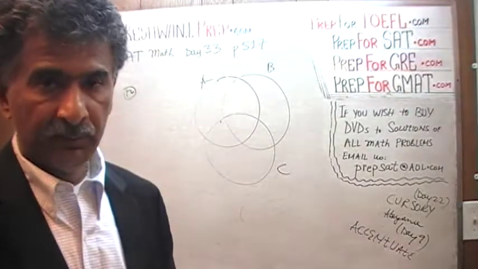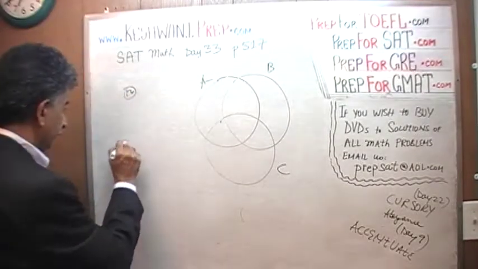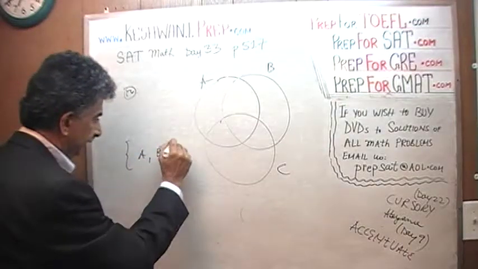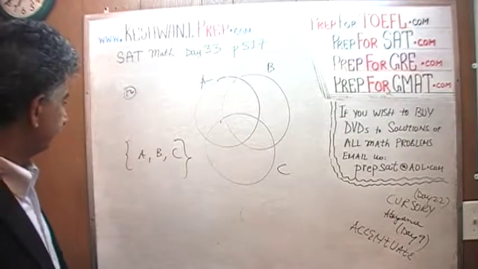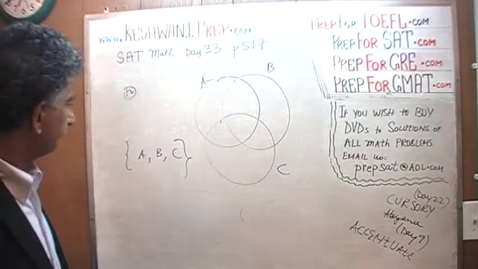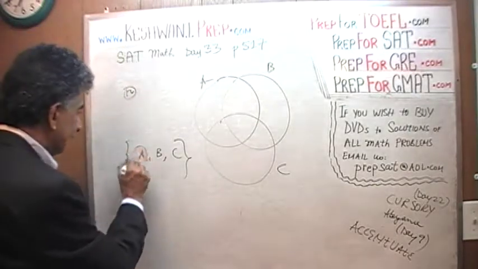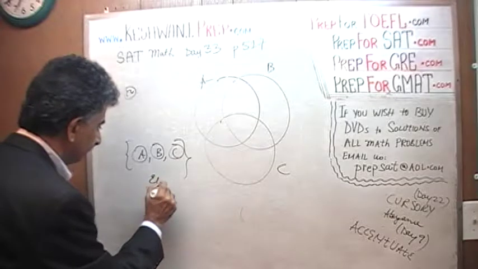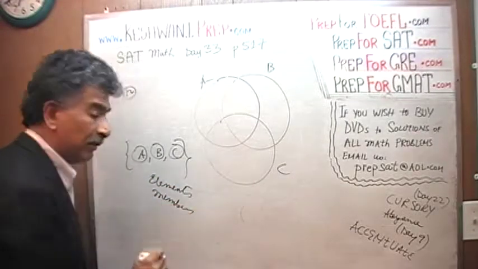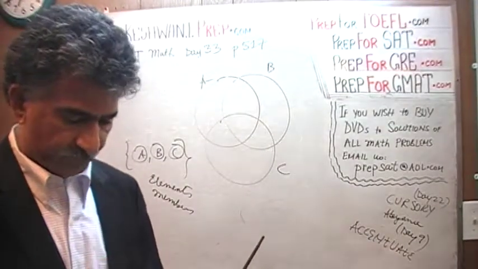For example, if I make a set of my friends here, I have 3 friends, I'm proud to say. My 3 friends are A, B, and C. Those are their names: Ali, Baba, and Charlie. Those are my friends, and that's a set of my friends. These things are called elements or members. Members of sets, or elements of the sets. Elements belonging to a set.